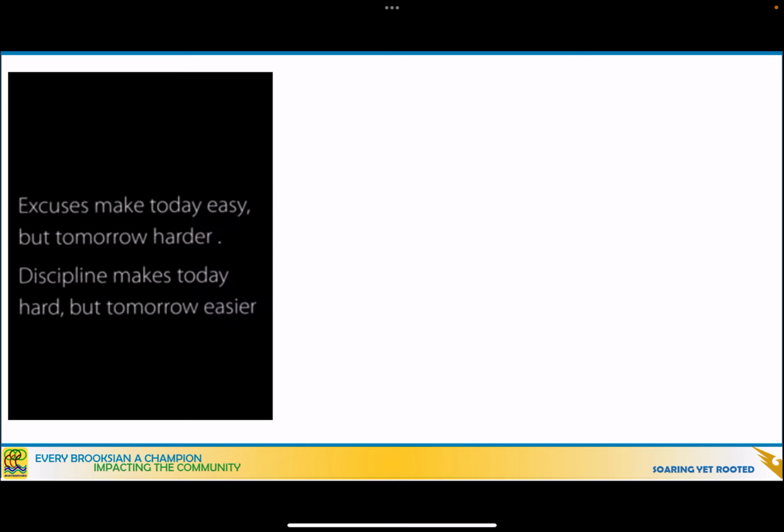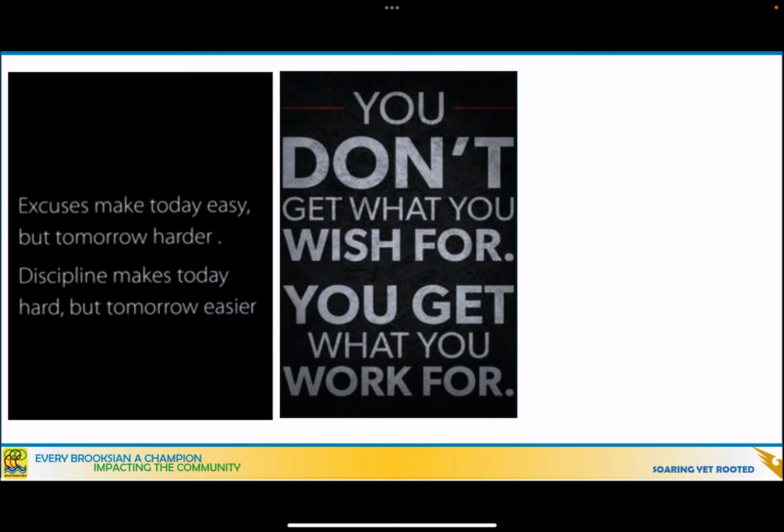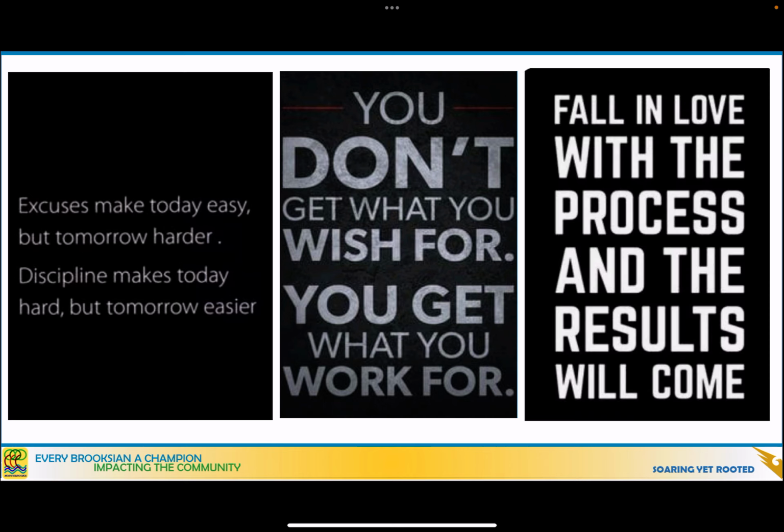Discipline makes today hard, but tomorrow easier. And it's not all talk and wish. I also wish to become a millionaire. Correct or not? But to really become a millionaire, you need to do something about it. You need to work for it. If you wish to get good results, it's a wish. If you don't take action, it's forever going to just be a wish. And finally, this is what I hope will happen to all of you, regardless of what your path is in the entire year.